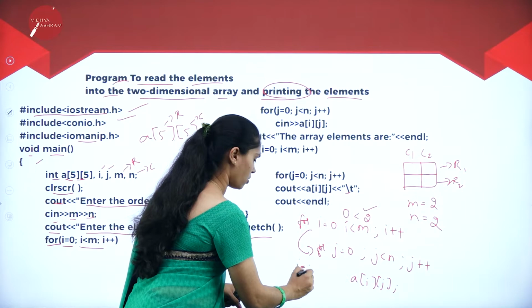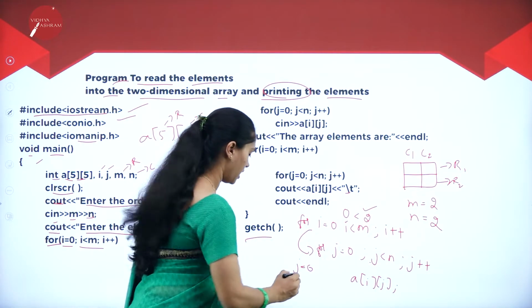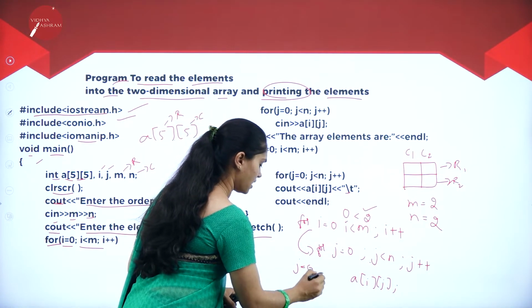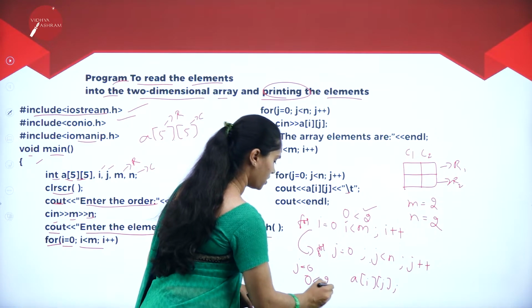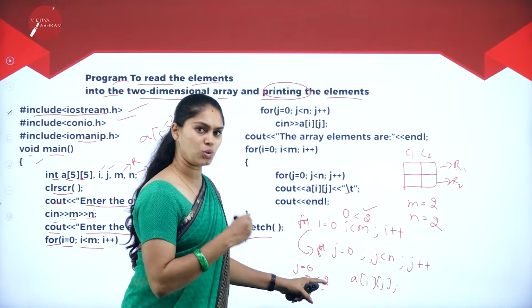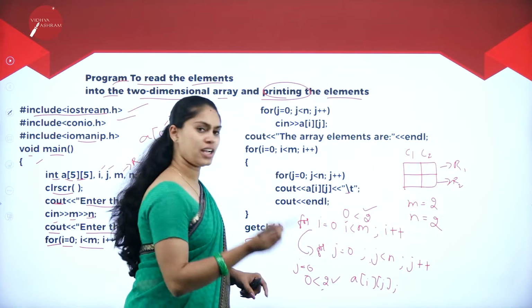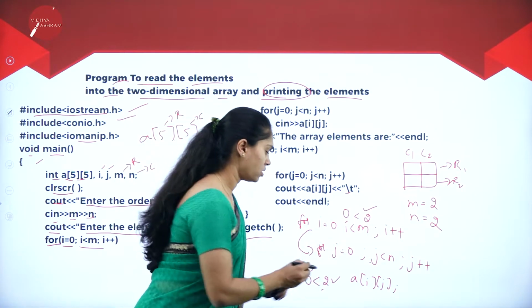j is 0, and j is lesser than n. Is 0 lesser than, what is the n value? 2. Is 0 lesser than 2? True or false? It is true. If it is true, then it will come to this line.